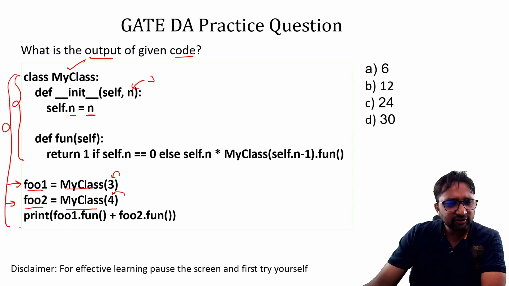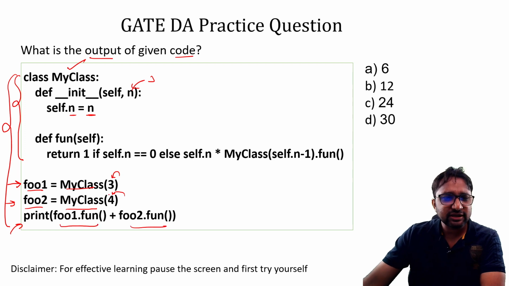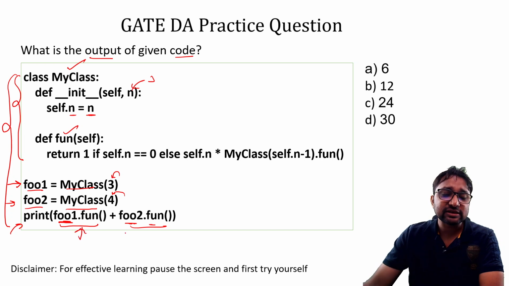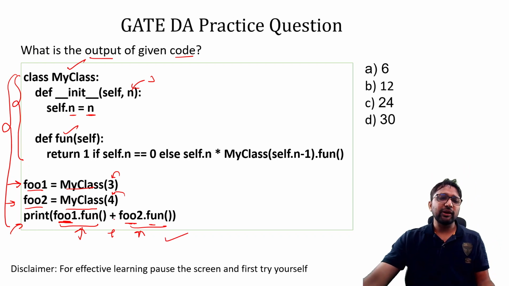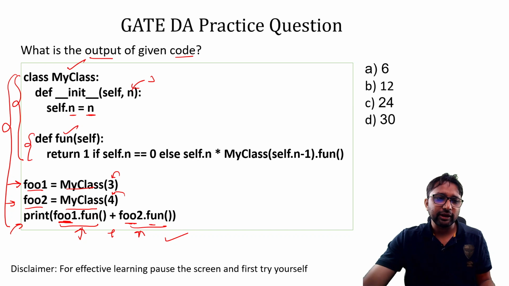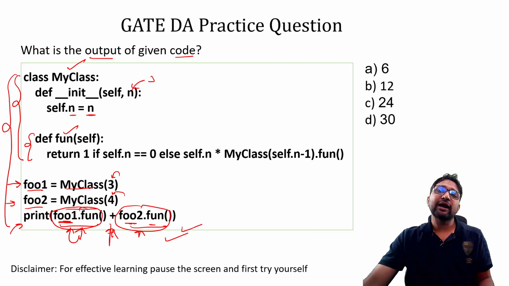After that we are calling a print function, which calls both the objects foo1 and foo2, both calling the fun function, and whatever value we receive from this fun function we will add them and print it. That's it. So the output will be whatever this function returns for each object, added together.